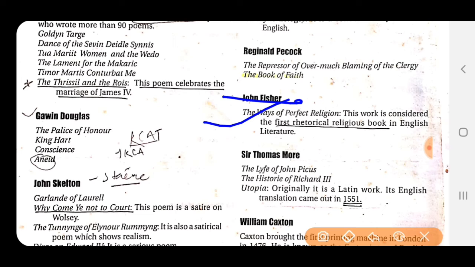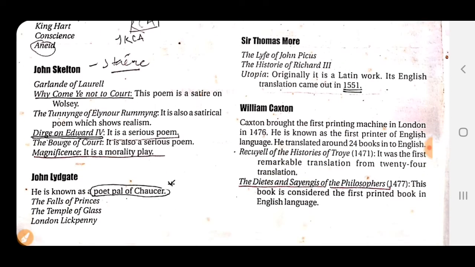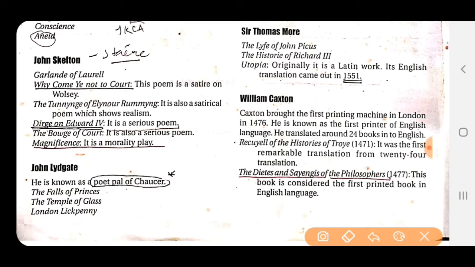Next, Thomas More, The Life of John Picus, The History of Richard III. This book is important. Utopia, originally it is a Latin work. Its English translation came out in 1551. William Caxton. Caxton brought the first printing machine to London in 1476. He is known as the first printer of the English language. He translated around 24 books into English.